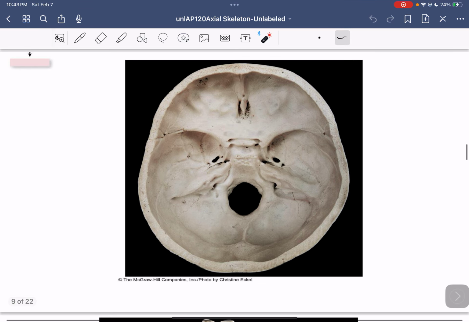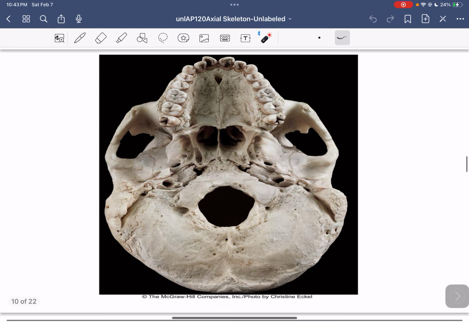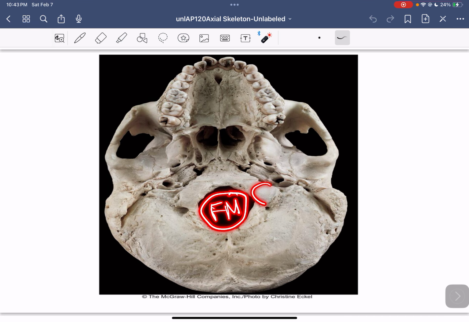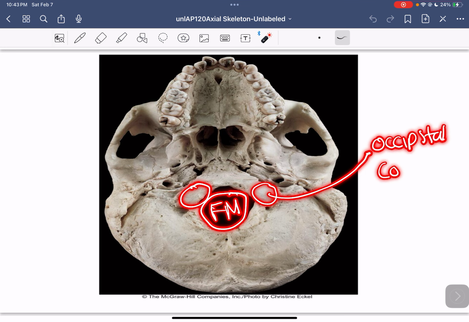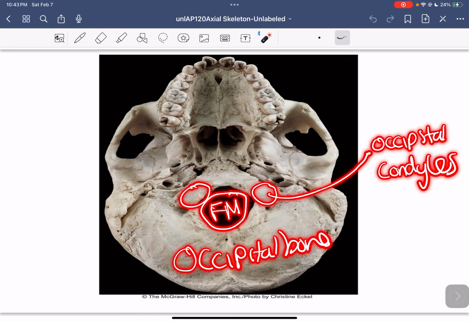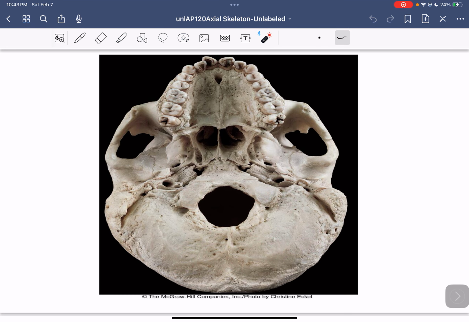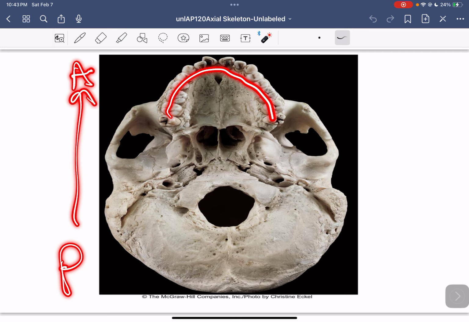Okay, so again, let's take a look at the skull from an inferior view. When we do that, we can see a couple of structures, right? We can still see our foramen magnum. So I'll put FM for foramen magnum. We can see these bumps here on the occipital bone are our occipital condyles. Okay, all of this is still occipital bone. And then we know that this is all posterior. Up here would be anterior. This is our upper row of teeth.